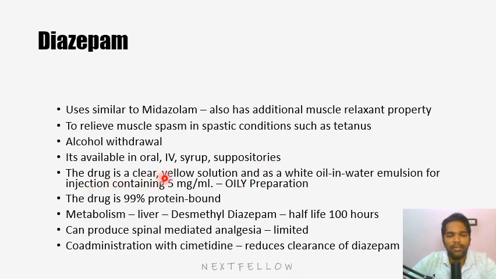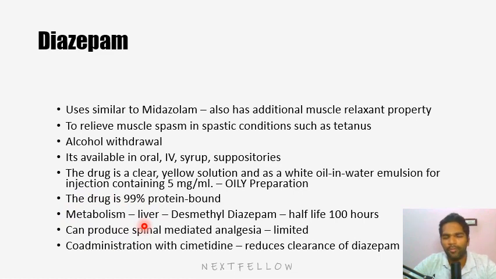The drug is a clear yellow solution. This is one preparation. Another one is a white oil and water emulsion. Both contain 5 milligram per ml of drug, and the oily preparation is painful on injection, both IM as well as IV. But the clear yellow solution is not so painful, and it is 99% protein bound. See, midazolam is 96% protein bound. Diazepam is 99% protein bound. This is another MCQ.